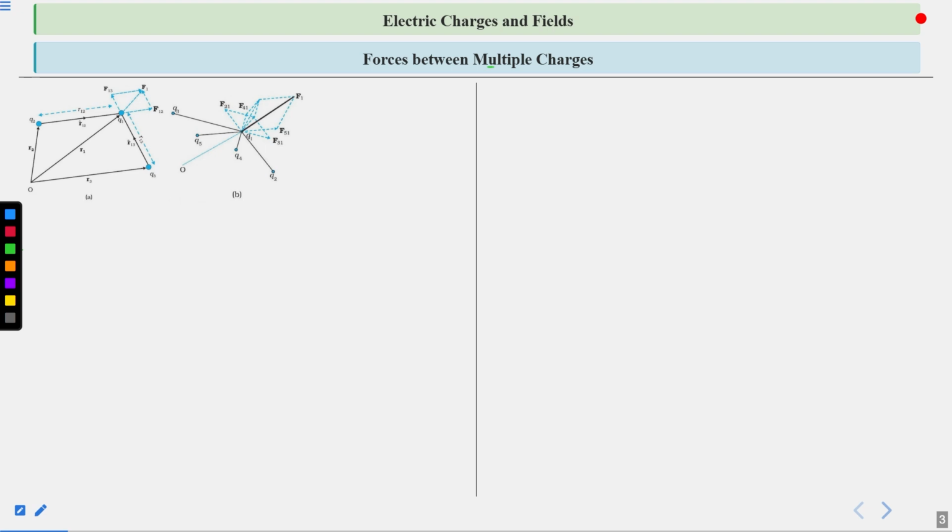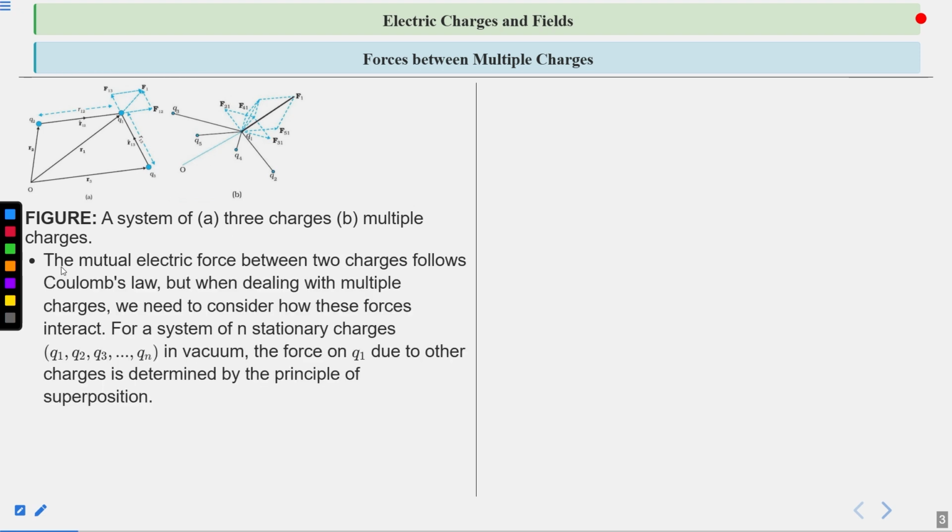Forces between multiple charges. As shown in the figure, there are multiple charges Q1, Q2, Q3. A system of three charges, or we can say multiple charges in figure B: Q1, Q2, Q3, Q4 and Q5. The mutual electric force between two charges follows Coulomb's law. But when dealing with multiple charges, we need to consider how these forces interact. It means if we have more than two charges, we need to consider how these charges interact.